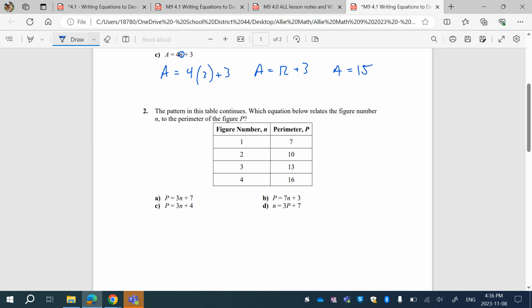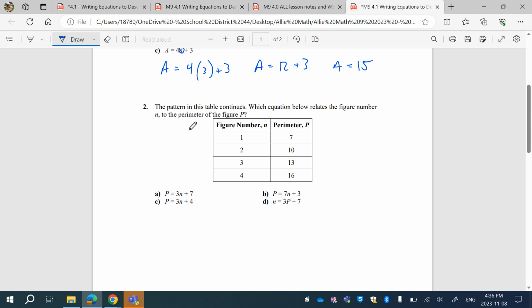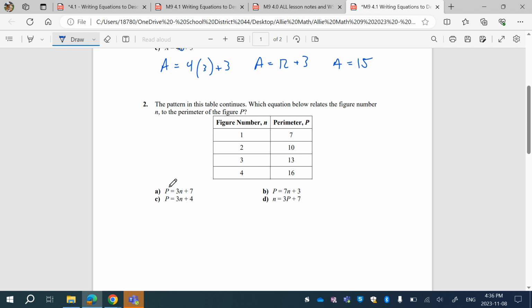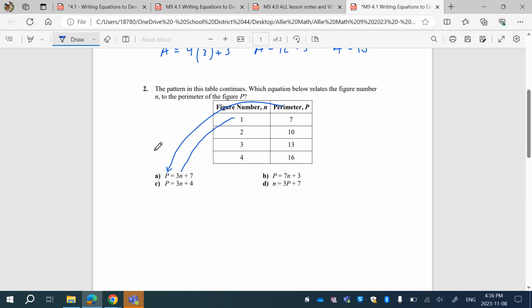The pattern in this table continues. Which equation below relates the figure number n to the perimeter of the figure p? I think the main thing to not get confused about in these is which one are your n's and which one is the p's. So when you're substituting for this, you kind of just got to guess and check. But you need to make sure that you're putting your n's in the n and the p in the p. So here we go. Let's try the first one. You can guess and check.